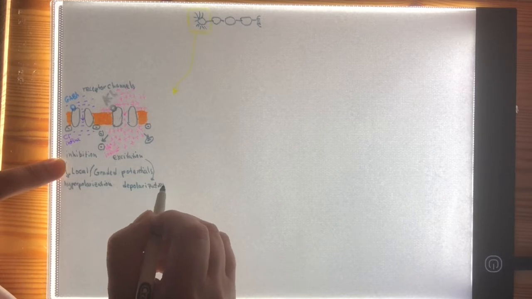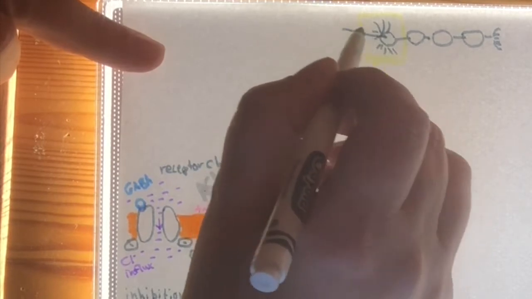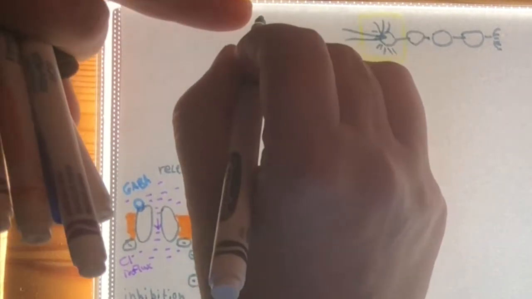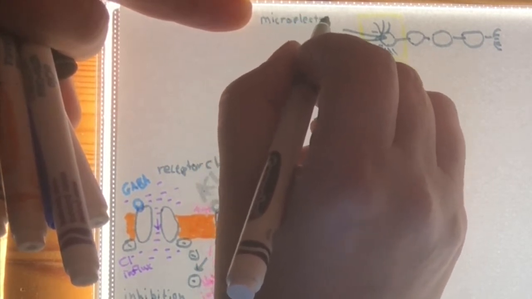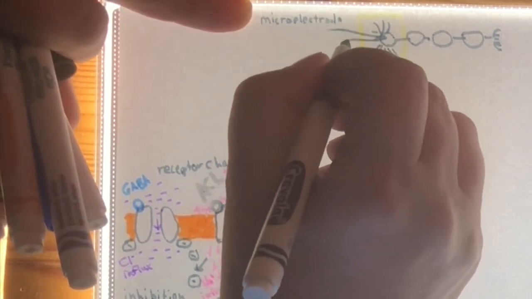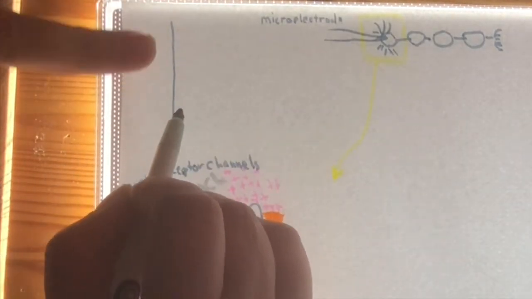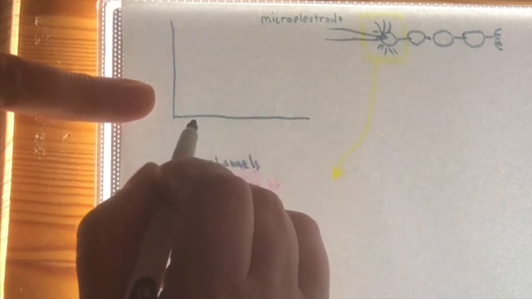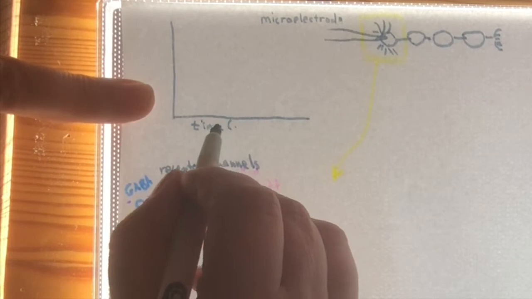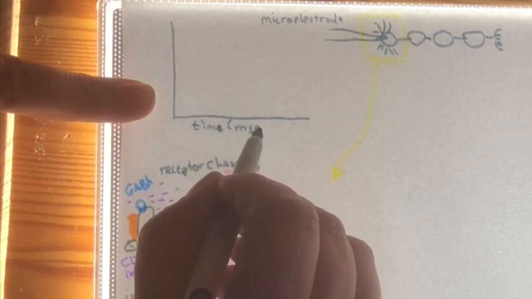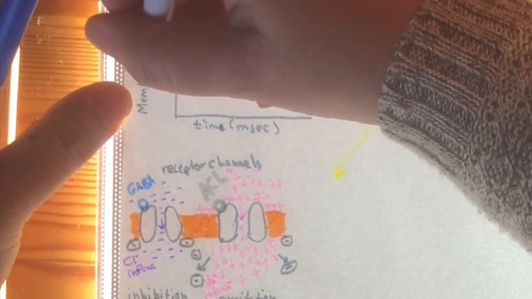But what does that actually mean? In order to explore the concept of depolarization and hyperpolarization, we need to stick a little microelectrode directly into the cell body, and we need to measure the difference between what's happening inside of the cell versus the outside of the cell, so that we're able to measure the potential for things to happen. So we're going to draw an XY axis, and on the x-axis we're going to write time in milliseconds, and on the y-axis we're going to write the words membrane potential.